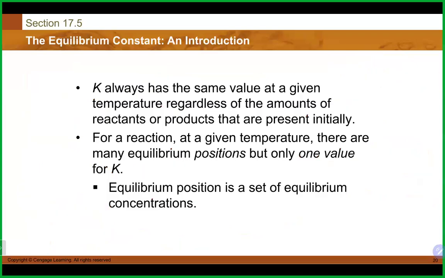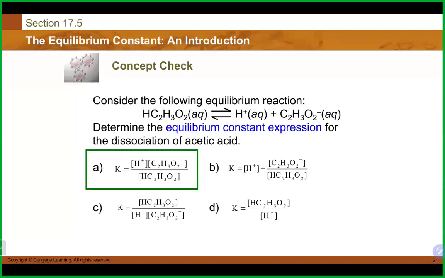All right, so as I mentioned before, K is always the same as long as the temperature stays the same. And temperature is really the only thing that can affect the actual value, again, in comparison between two different temperatures. And again, the idea that you can start with all reactants, all products, or reactants and products, it doesn't really matter as long as the temperature stays the same. We will come to rest at the same ratio of products to reactants and give us our same equilibrium constant.